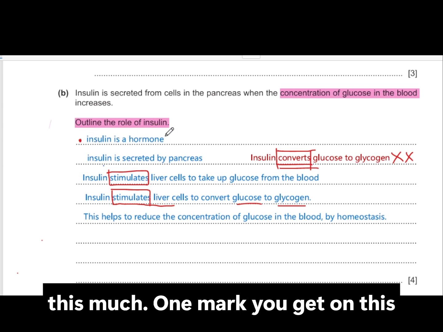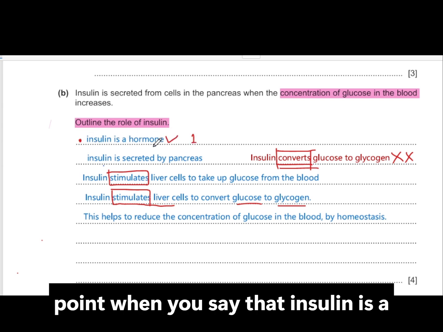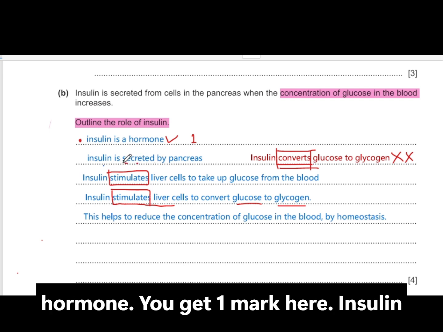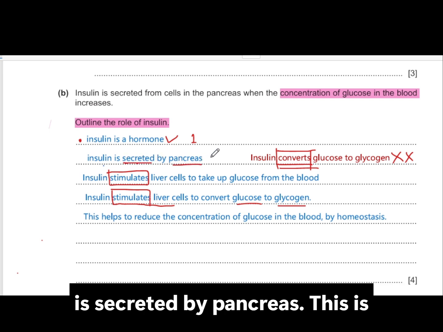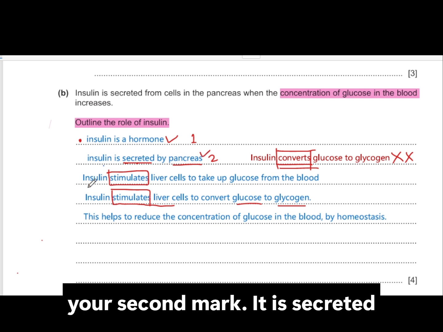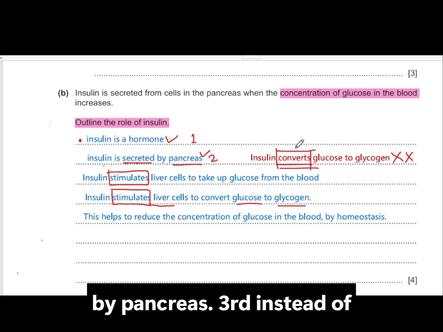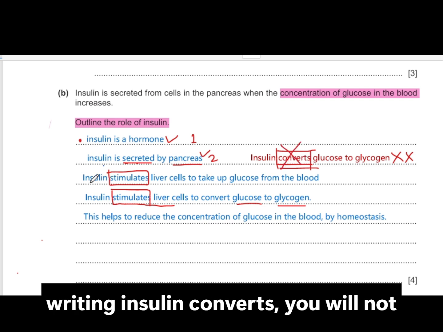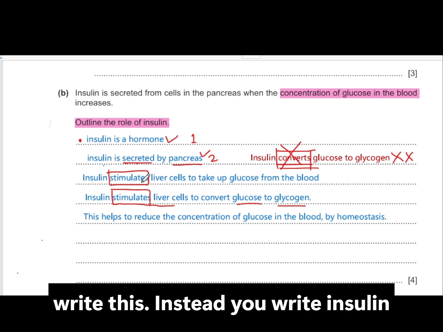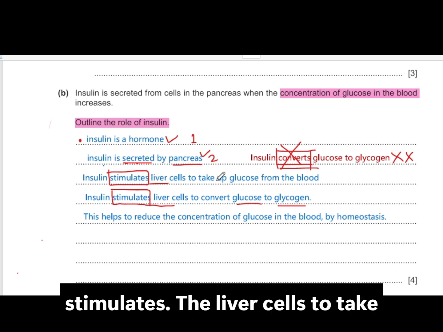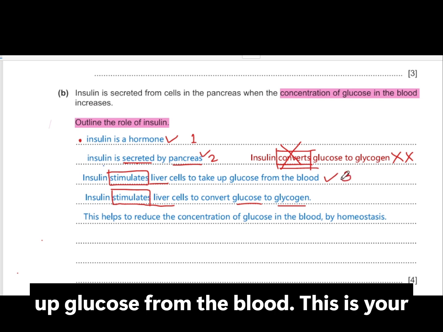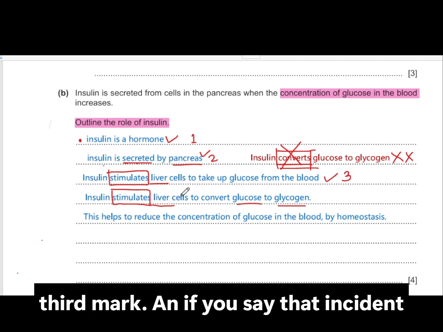1 mark you get on this point when you say that insulin is a hormone. You get 1 mark here. Insulin is secreted by pancreas. This is your second mark. Third, instead of writing insulin converts, you will not write this. Instead, you write insulin stimulates the liver cells to take up glucose from the blood. This is your third mark.